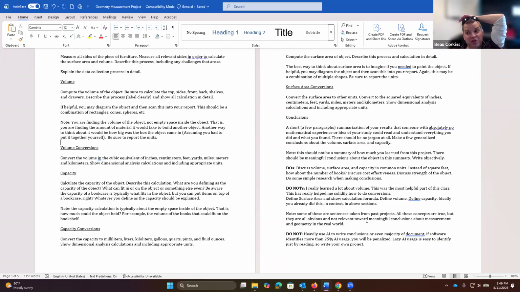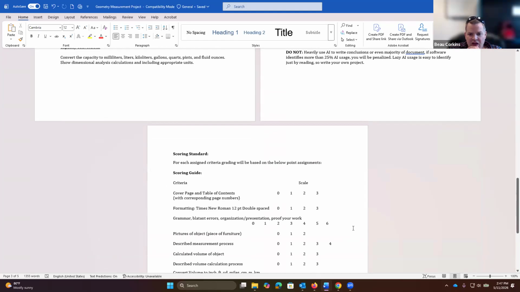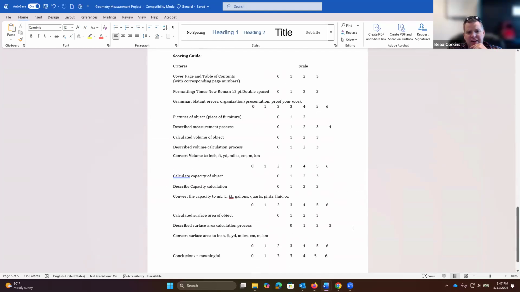Most people can tell, and without a doubt, the software, we use Turnitin software, can tell the percentage of AI usage because it uses AI to verify it. So basically, I have a 25% maximum AI. If and when I start seeing people who submit 80% AI documents, at that point that is academic misconduct. So do not do that. And then I have a nice little rubric here.